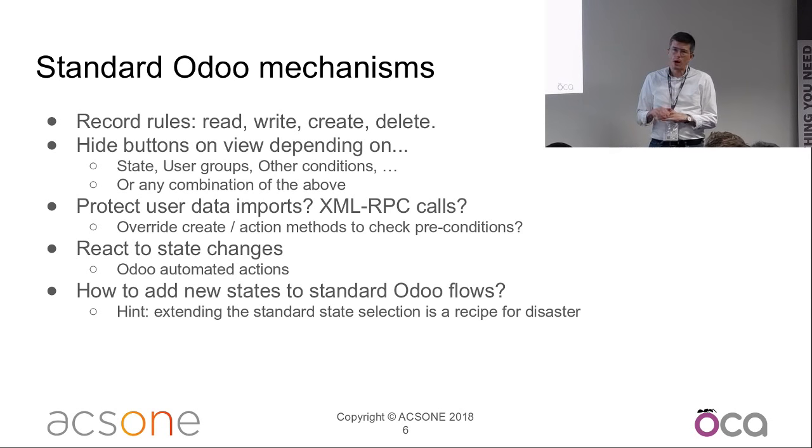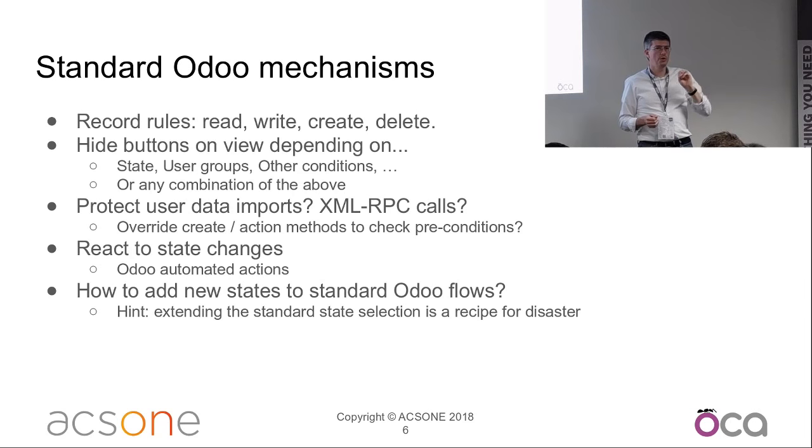Need to hide or show the buttons in the view depending on all kinds of conditions. But to do that, you have a mechanism in Odoo. You can control the visibility with the domain in the view. So that's good, and it can be used. Also, very important, hiding the buttons. It's nice, but that's not enough.